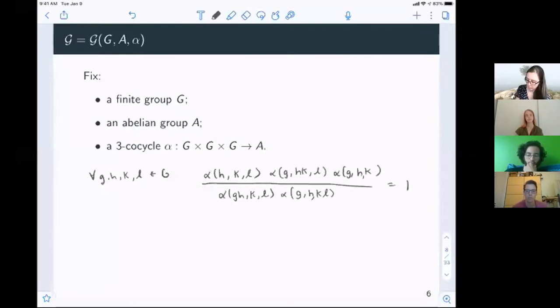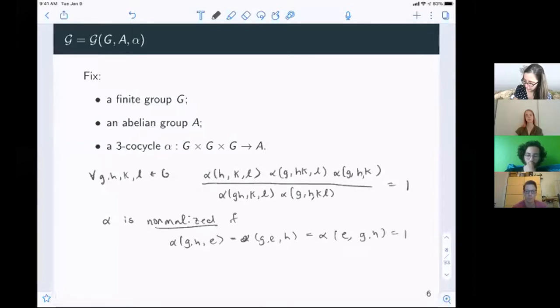We call a three cocycle normalized if alpha of g, h, e is equal to alpha of g, e, h. So e here is just the identity in G. And it turns out that every three cocycle is cohomologous to a normalized one. So primarily we will use normalized cocycles throughout this talk, and we'll justify why that's okay in a second. But the important thing is that any three cocycle would be cohomologous to a normalized one.